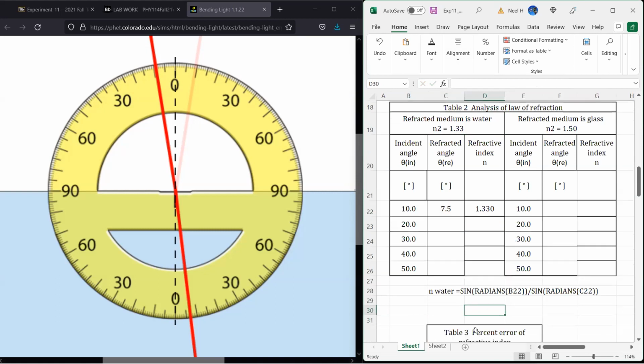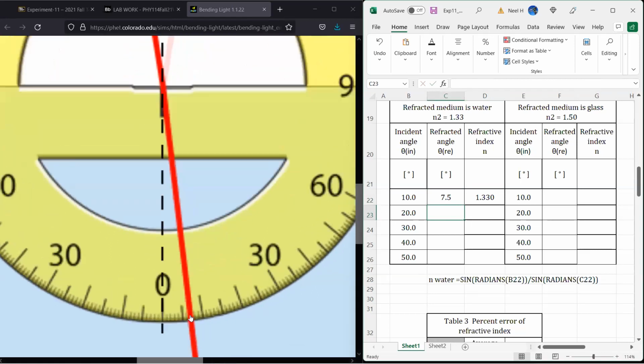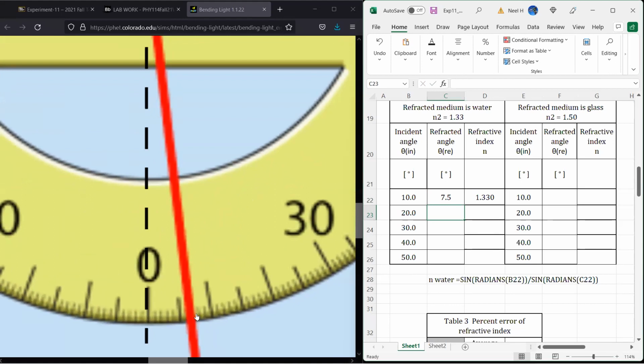Professor, does it have to be 1.33 when you do the refractive index? That depends on what number you have here. If you have 7.5, it should be exactly like that. If you read it as 7.0, then it's going to be slightly different. Yeah, that's a reading error. That's fine, I think, because I try to estimate between these two lines. If you read it as 7.0, that's okay. That will be the reading error. You can keep it. Okay.